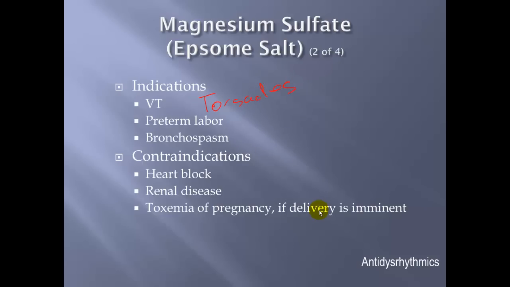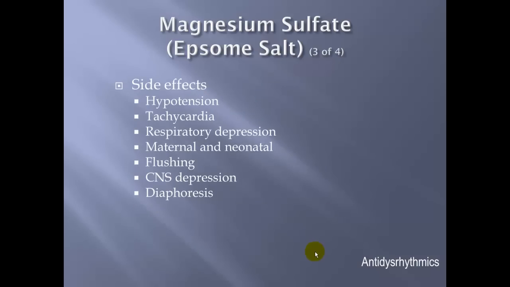Preterm labor, and this is going to reduce smooth muscle contractions to kind of slow down. Bronchospasm, we can use this in status asthmaticus. Contraindications: any type of heart block, renal disease of any sort, toxemia of pregnancy if delivery is imminent. If the delivery is going to take place, then we'll need to allow the delivery to take place.